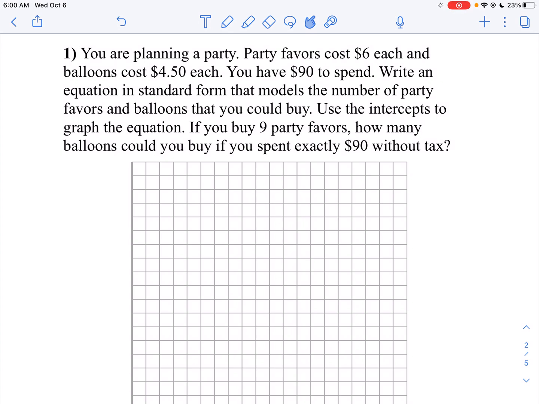Use the intercepts to graph the equation. If you buy 9 party favors, how many balloons can you buy exactly with $90 without tax? So let's do this. Let's let X be our party favors. And we'll let Y be our balloons.